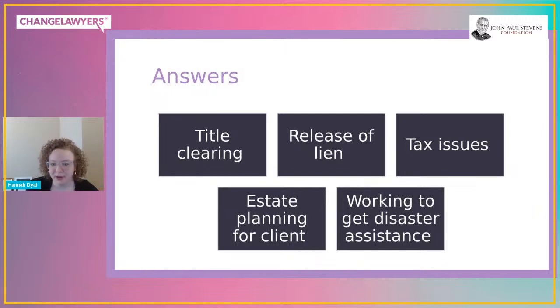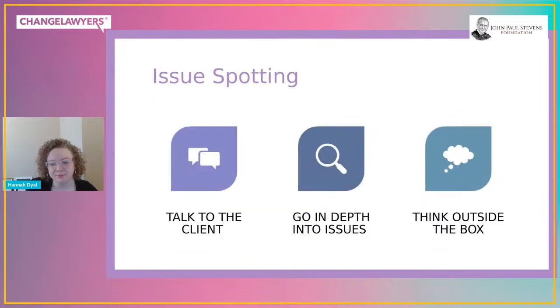So there's a lot of different issues from that very short piece of information that might need to be teased out. And you're going to have to ask questions about each one of those issues in order to really dig into that client's case. So some broad tips about issue spotting. Again, it does depend on your legal expertise and your legal area as to what issues will need to be spotted. But the most important thing is to talk to your client.